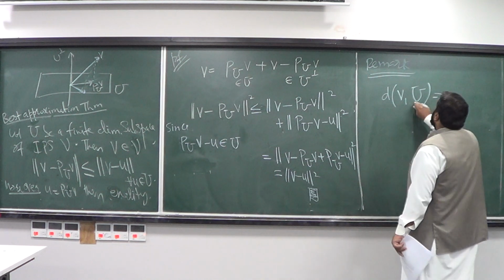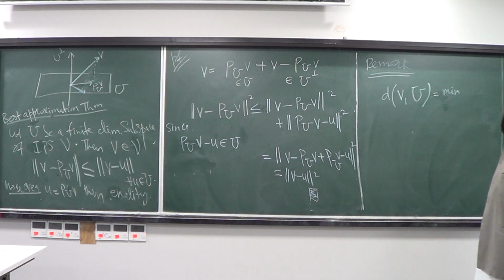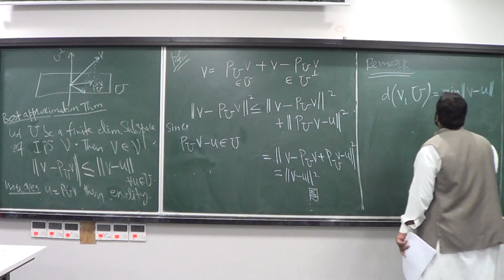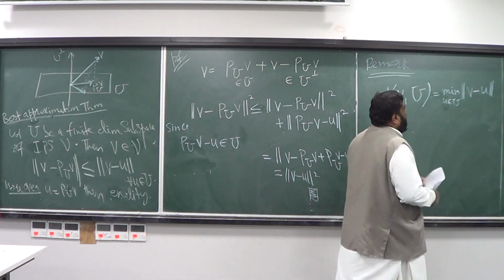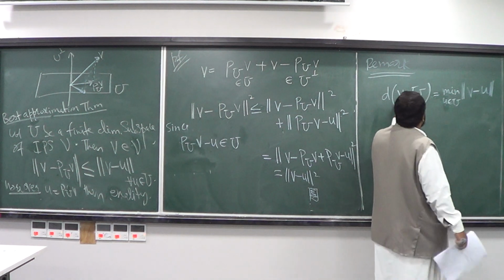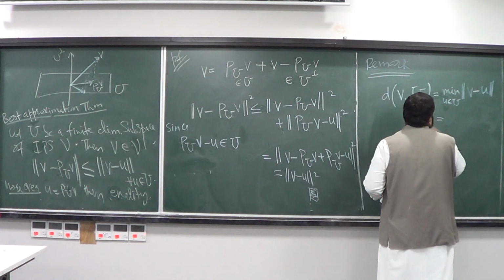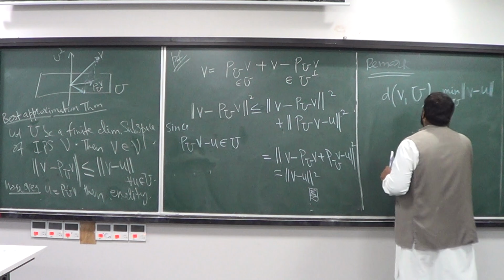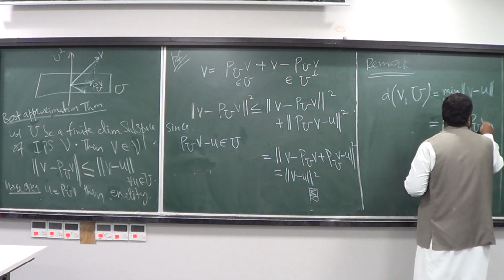The distance between V and the subspace U is going to be the minimum distance between the vectors V minus u, where the u are from U. In other words, take all vectors from U, compute their distances, and whatever is the minimum is the distance between the vector V and the space U. And this minimum distance is really the orthogonal projection.